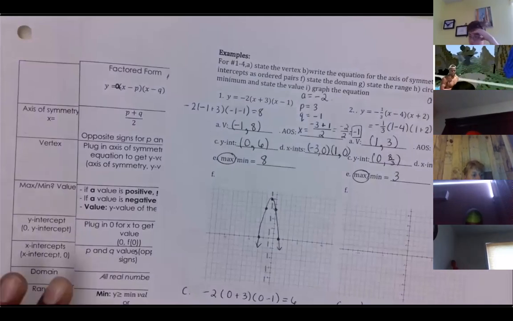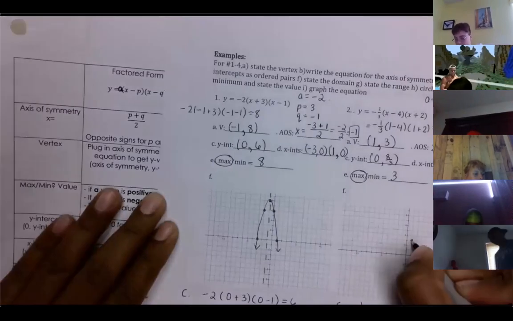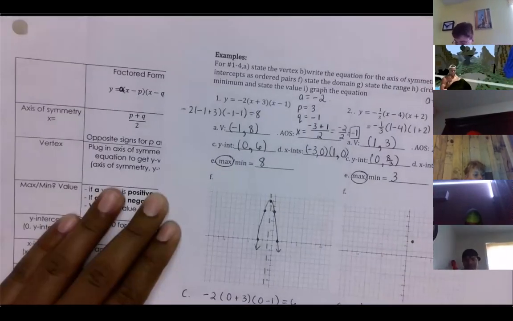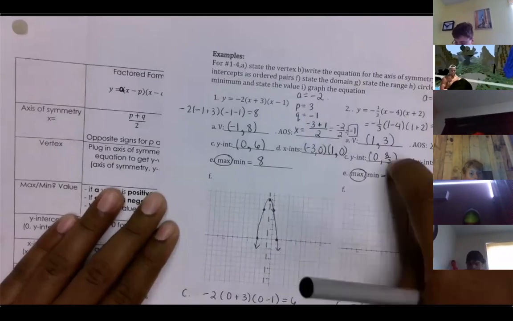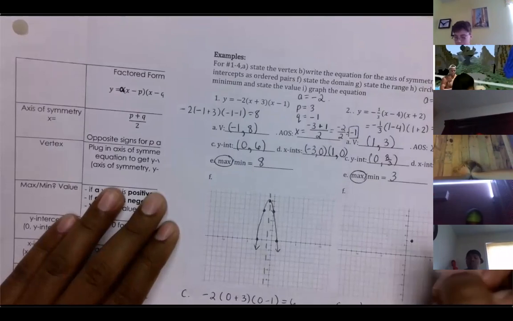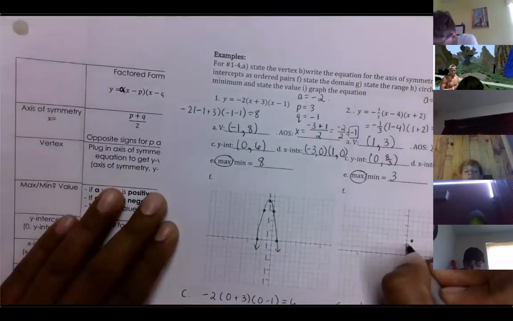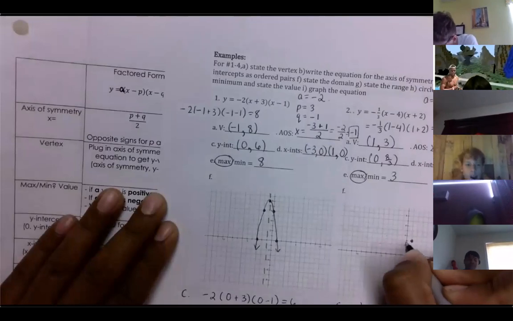So start with the vertex. It's at 1, 3. And then you're going to graph your y-intercept, which I know is kind of a nasty number, so just guesstimate it. It's 0, 8/3, which is approximately 2.6. So I'm going to say it's right about there.